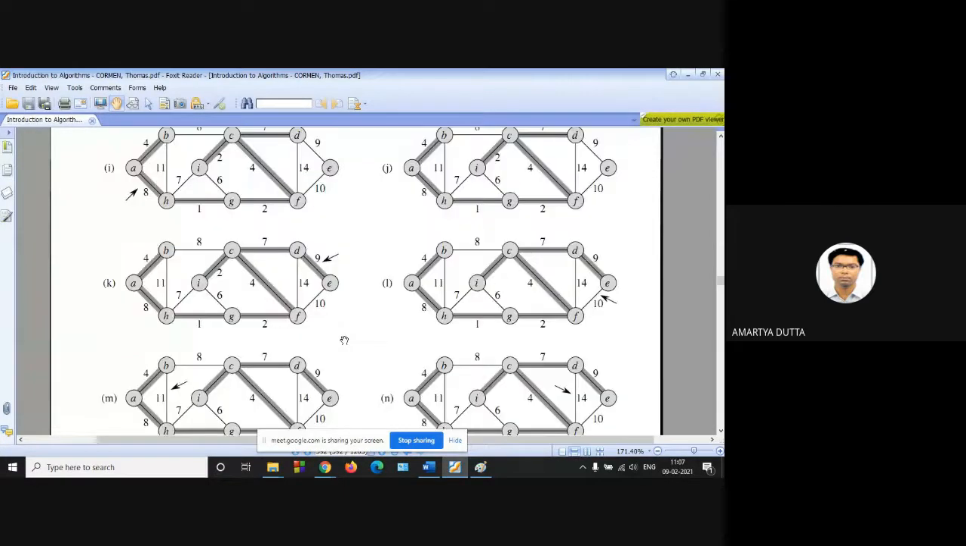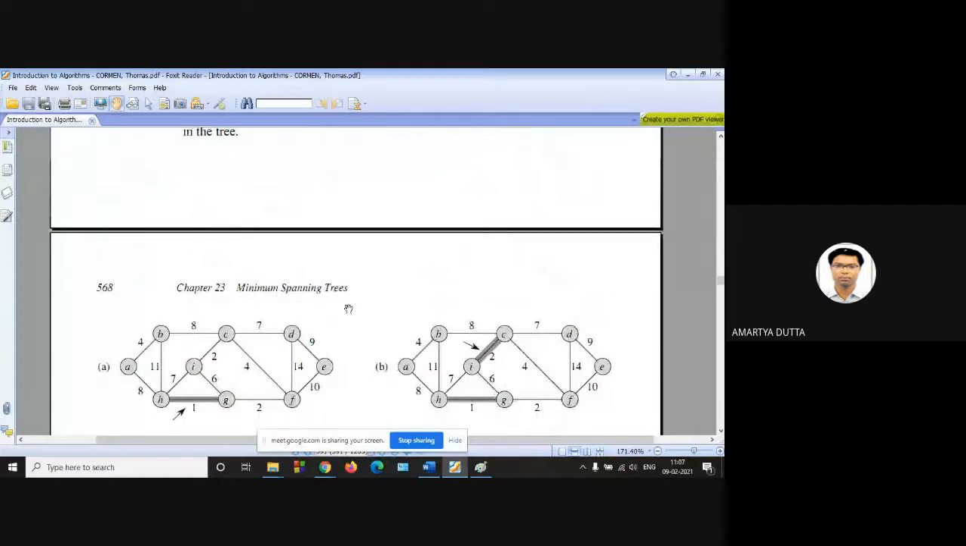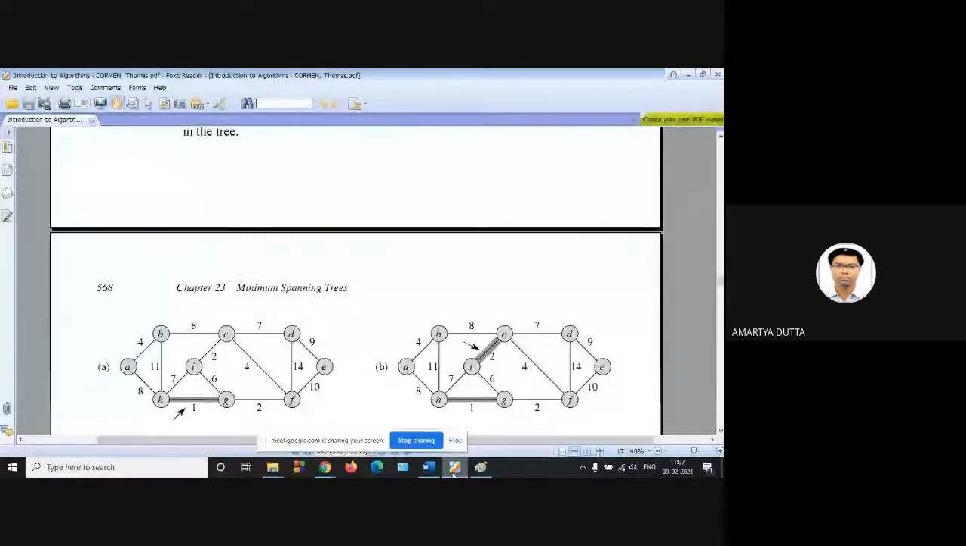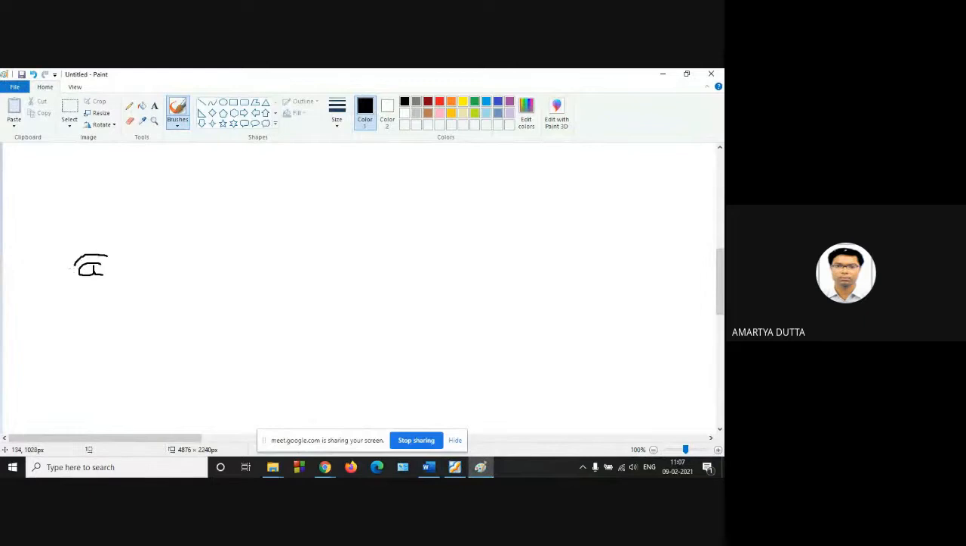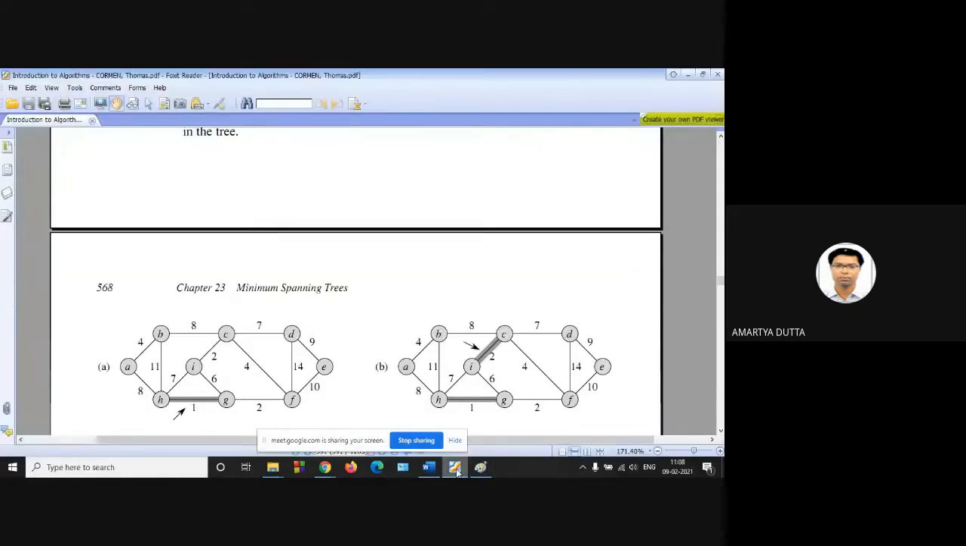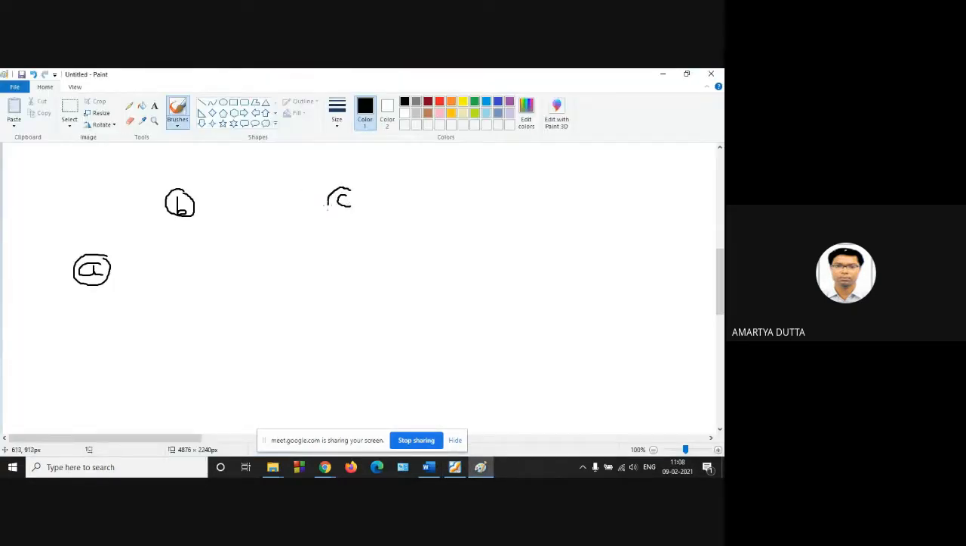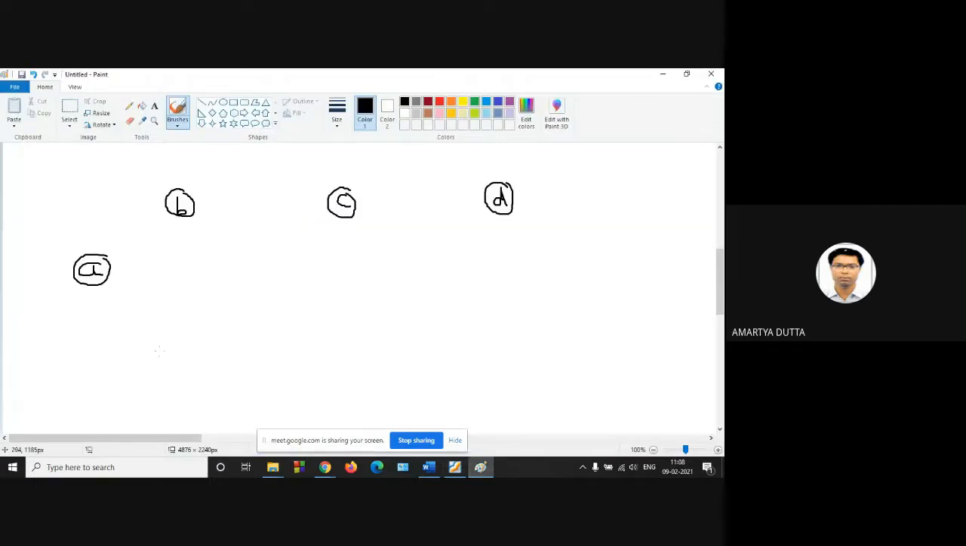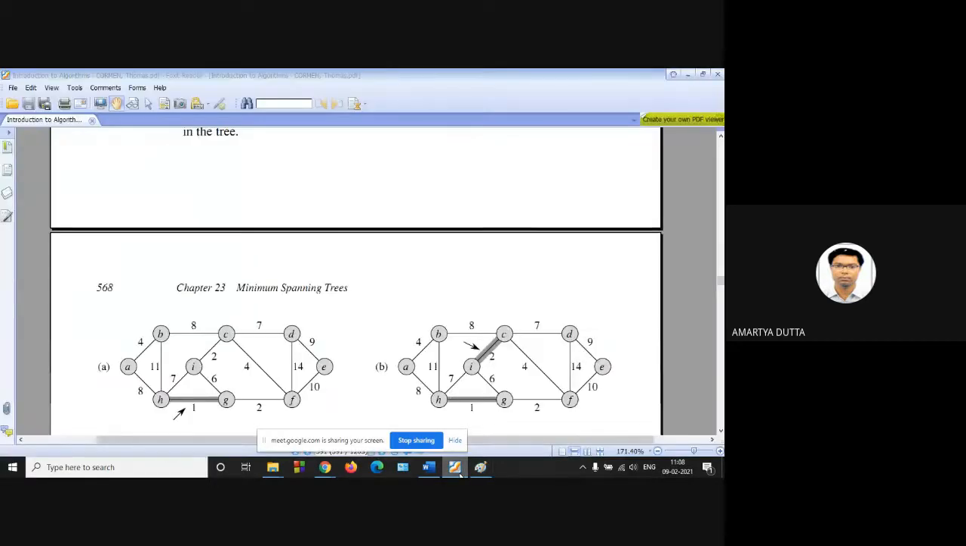Okay, so find out the spanning tree. Let the spanning tree be, I'm writing this: A, B, C, D, and this is your H. Let this be your H, and this is your I.